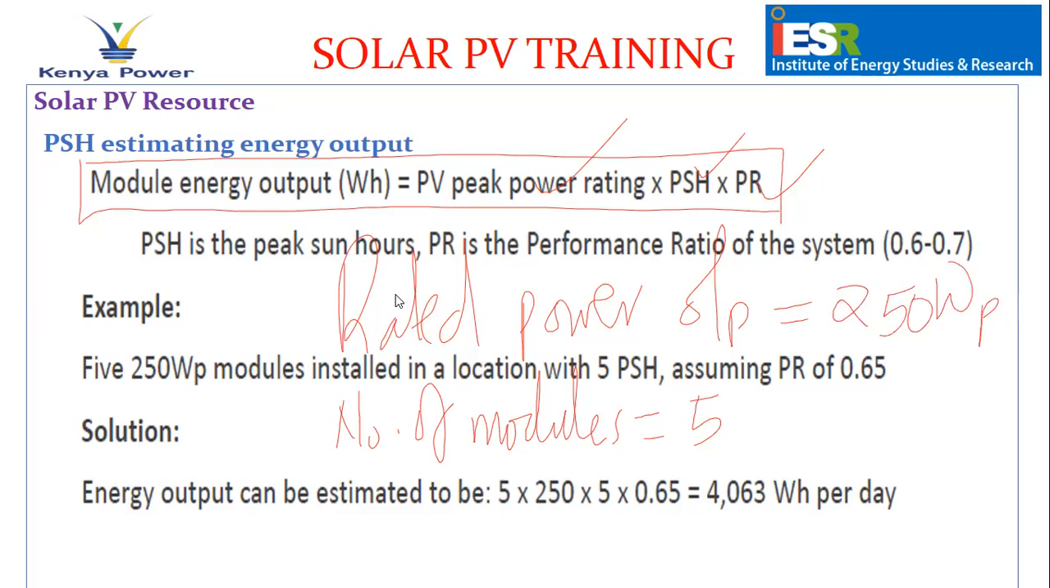So to determine the module energy output, you begin by multiplying the total number of modules with the maximum energy we can get from one module, that is now 5 times 250. Then we need to convert that to watt hours. So you multiply by 5 hours, which happens to be the peak sun hours given.